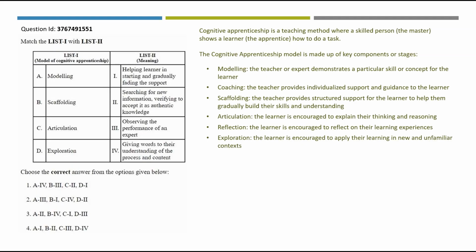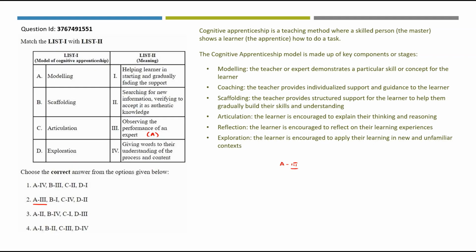In modeling, the teacher or expert demonstrates a particular skill or concept for the learner. It's completely the work of an expert there. Observing the performance of an expert is what you can apply for modeling, because here the expert is going to demonstrate and the learner or the apprentice is going to just observe. So this will be A. The only option where A maps to 3 is option number 2. There are actually 6 models here and only 4 are listed. We will see about all the 6.